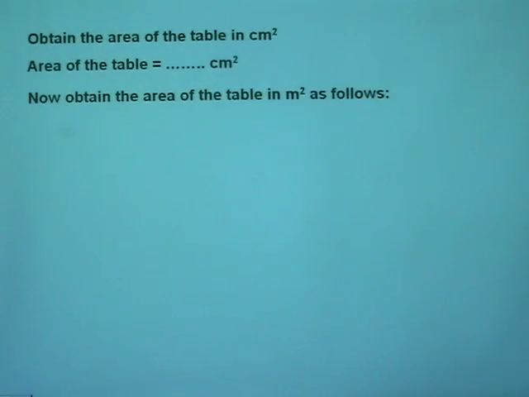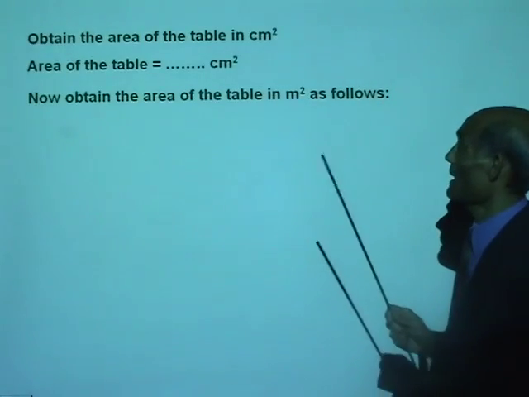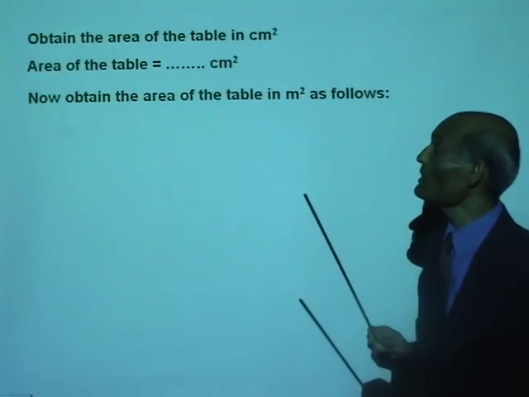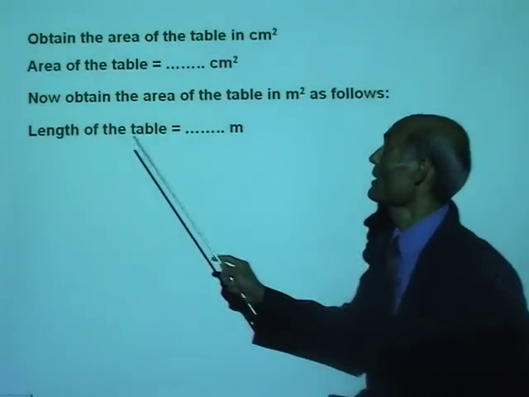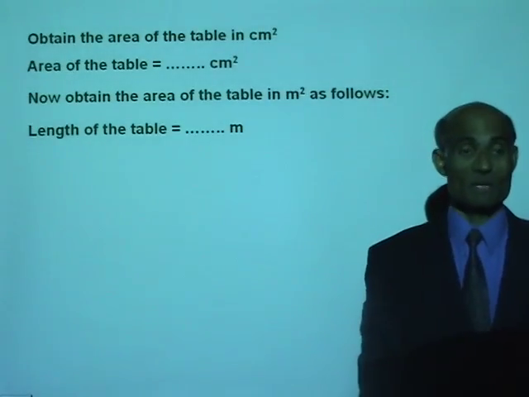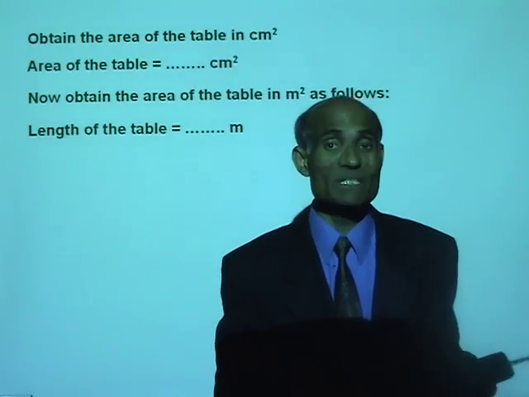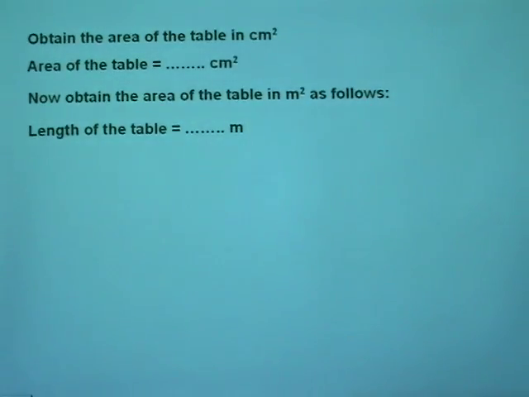What's next? Now obtain the area of the table in meters squared. You need to now obtain the area in meters squared. Alright, write the length of the table in meter. In my case, the length, you remember the length of my table? 110 centimeter. And I'm going to write this as, can you tell me how many meters are there? That will be 1.1 meter. That is the length of my table.